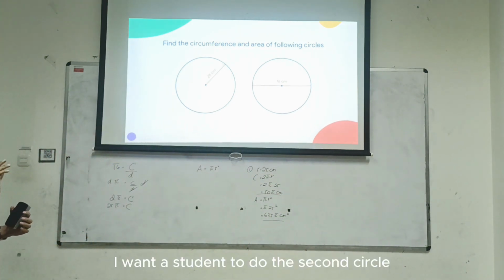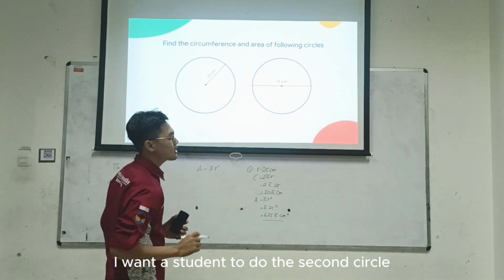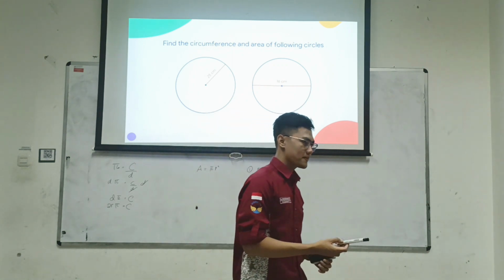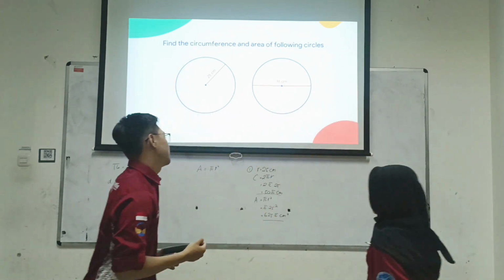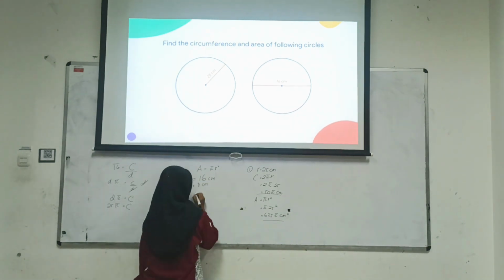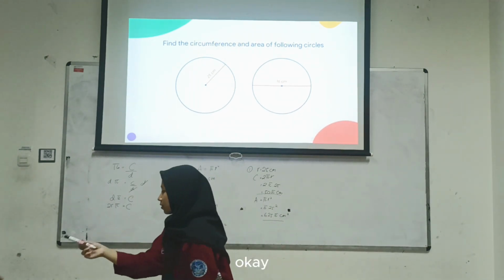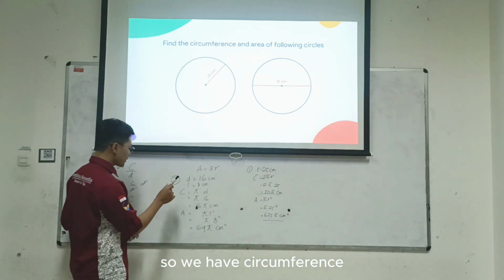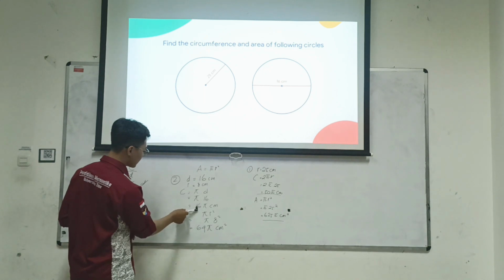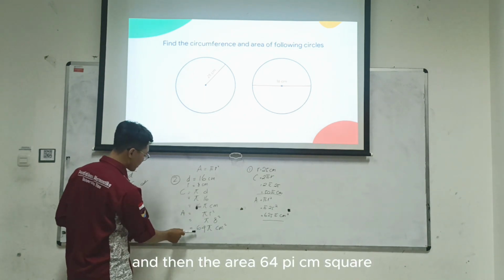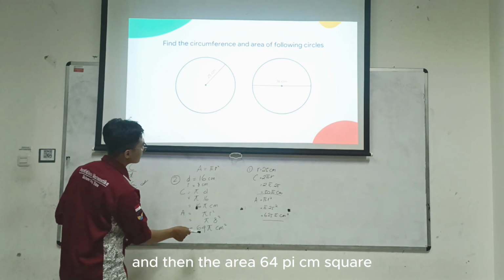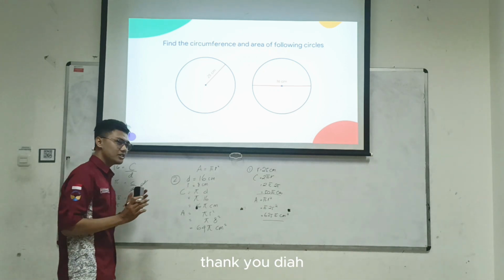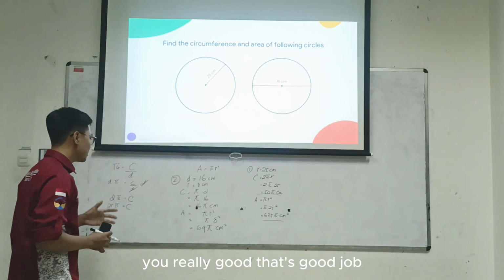Okay, I want the student to do the second circle. Okay, wanna try? Yes. This way. Thank you. So we have circumference 16 pi centimeters, and then the area 64 pi centimeters squared. Okay. Is that correct? Correct. Yes. That's correct. Thank you, Gia. You're really good. Good job.